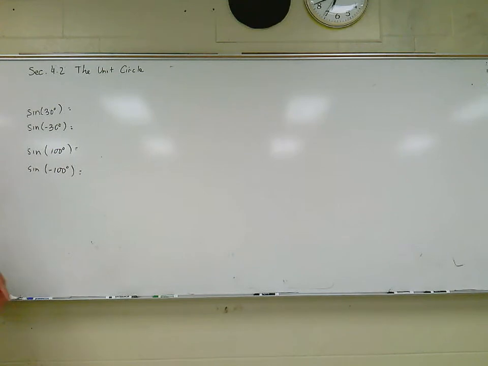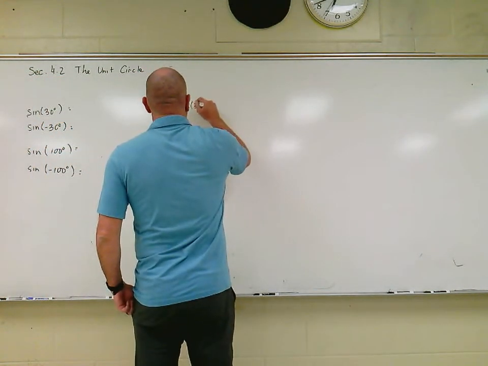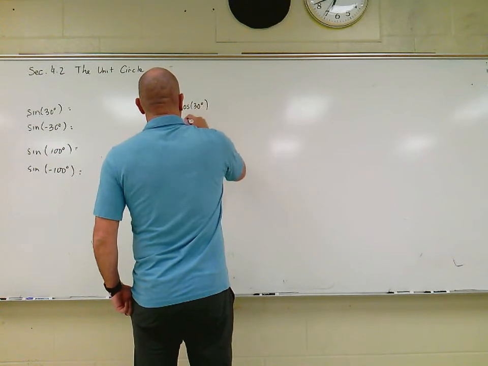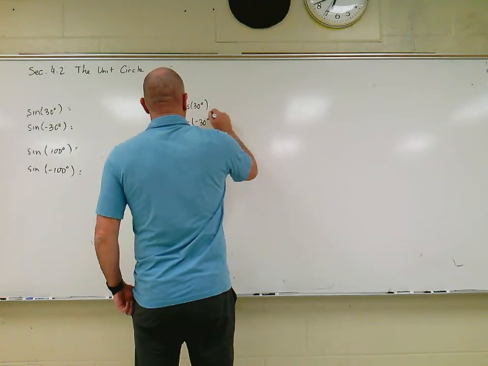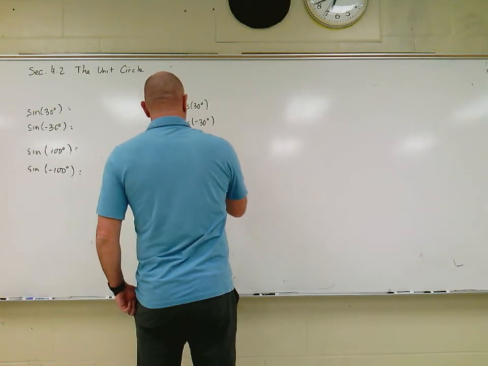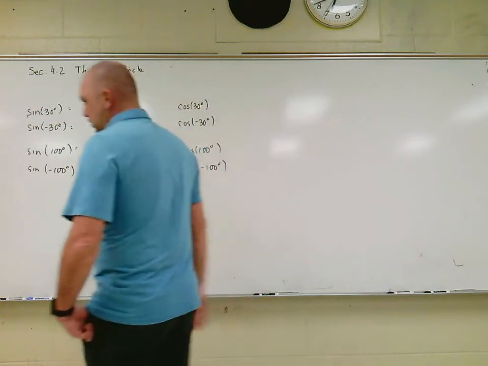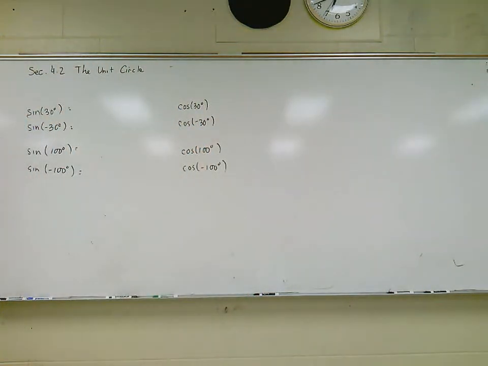And then do the same thing for cosine. Do cosine of 30, cosine of negative 30, cosine of 100, cosine of negative 100. Make sure you're in degree mode.